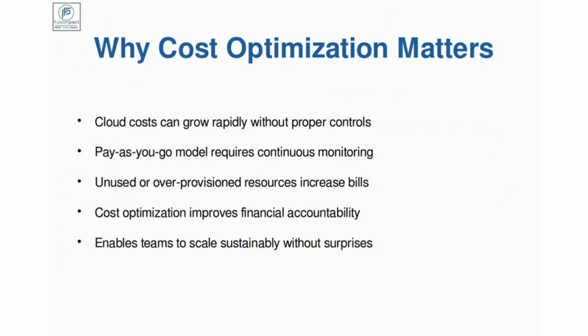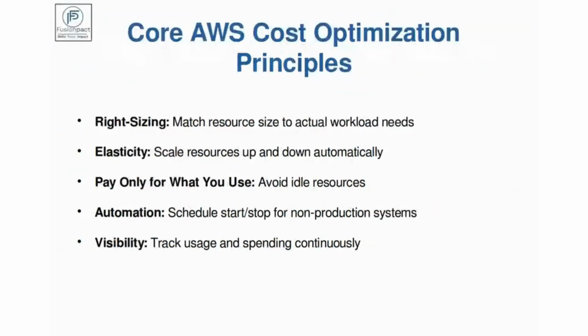Cost optimization also improves financial accountability in our organization, and it enables teams to scale sustainably without surprises. If we have a look at this, we can move further. So these are some of the core AWS cost optimization principles.